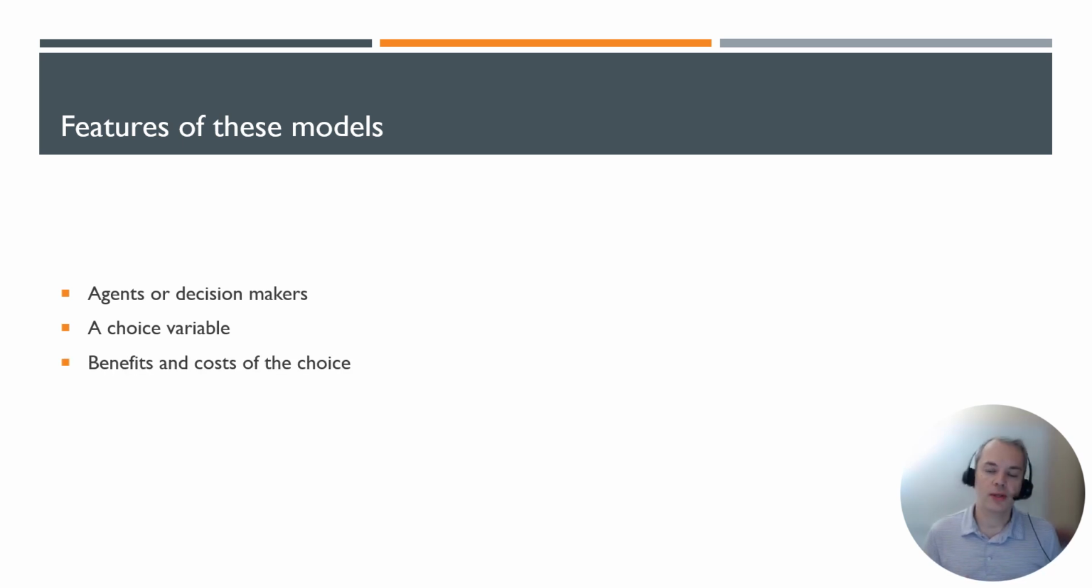Each choice is also going to have some benefits and costs associated with them. There are going to be some trade-offs that people have to make in order to get a benefit. They have to pay a particular cost. And finally, we'll have a group of variables that we're going to call endogenous and exogenous variables. And I'll define those in a moment.